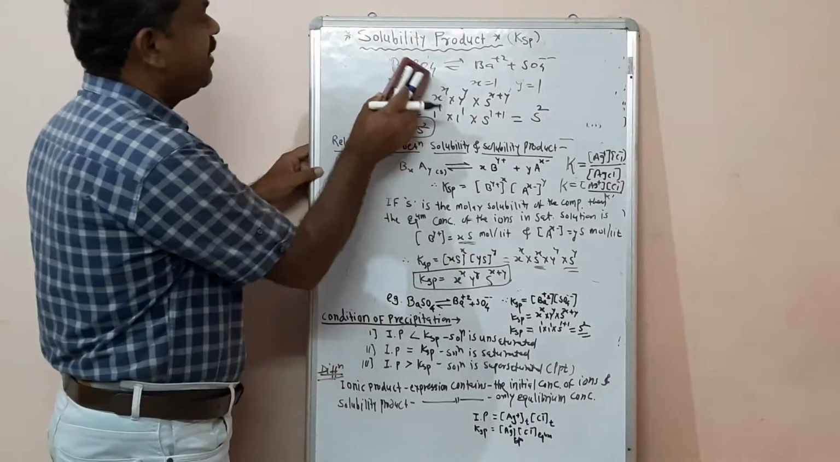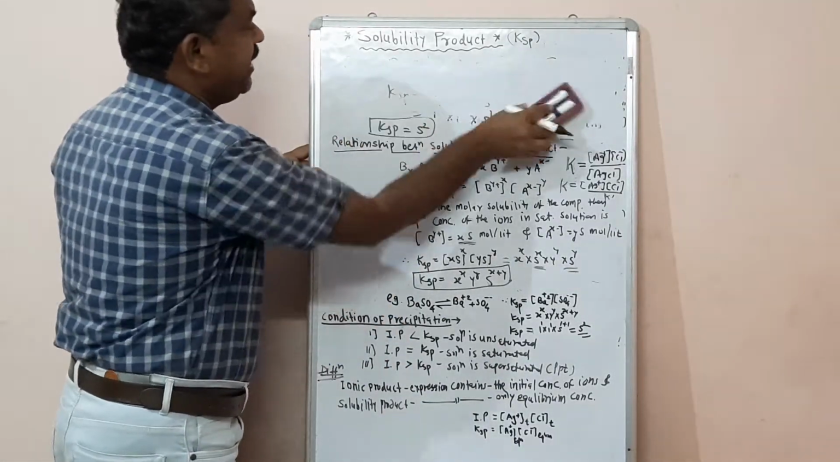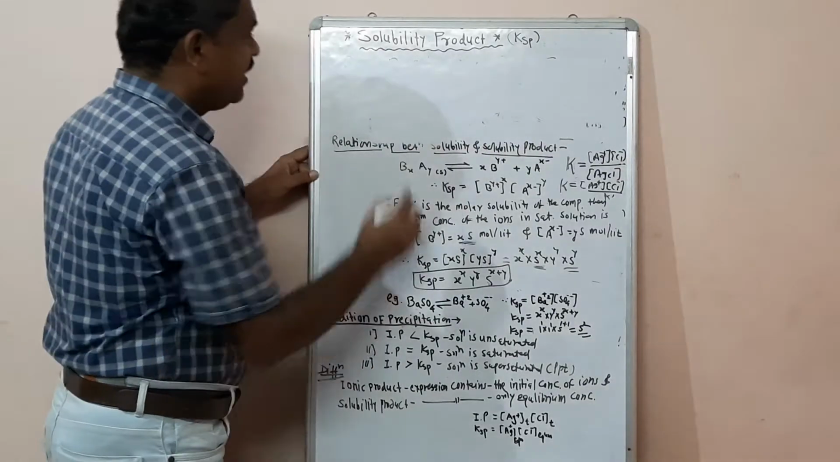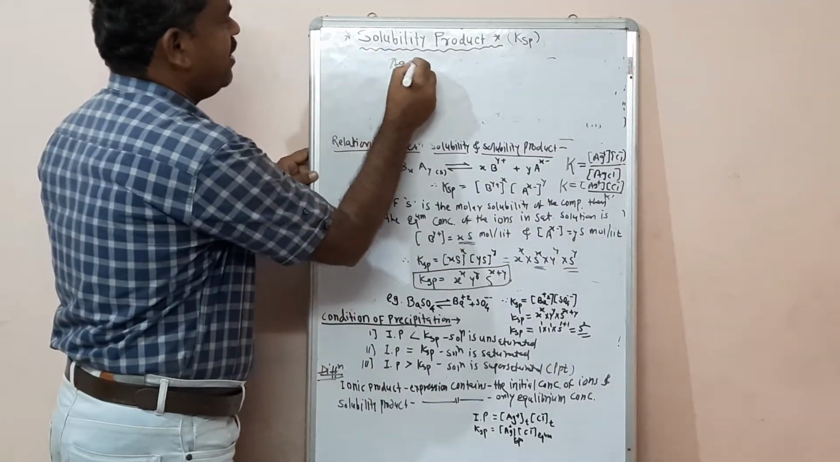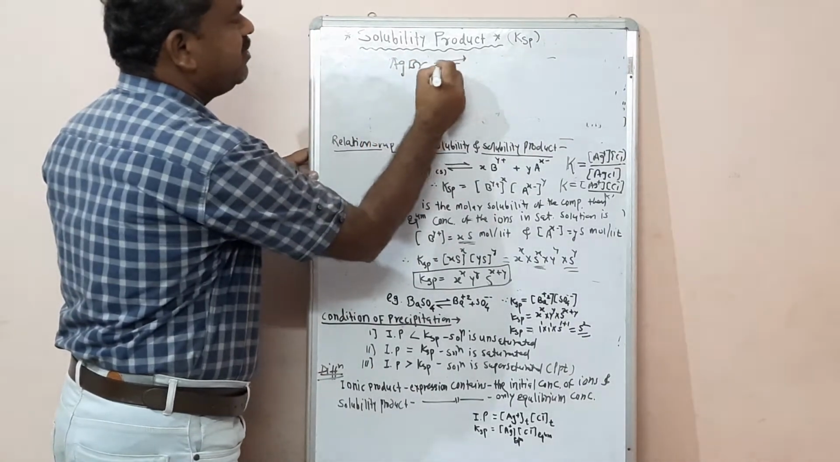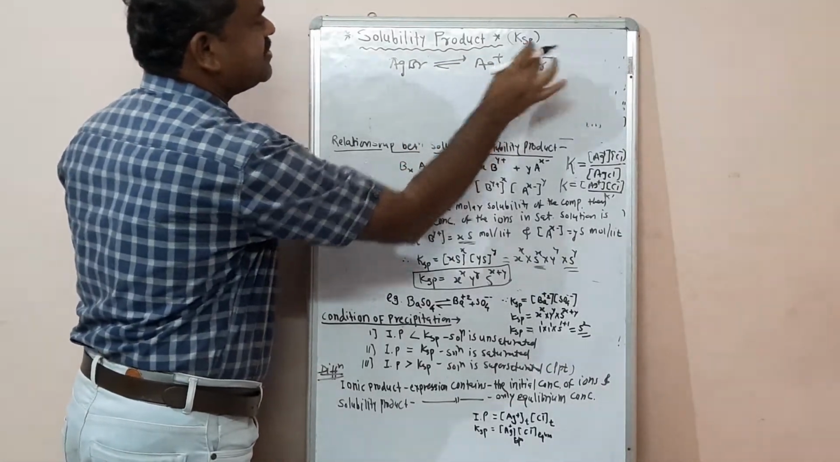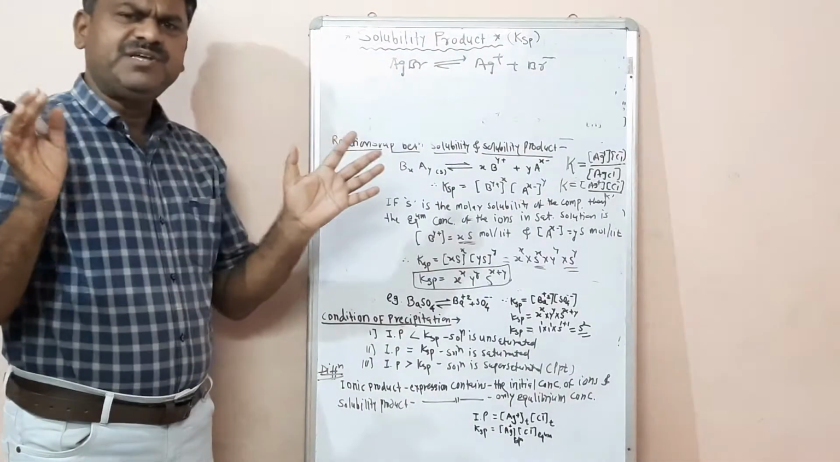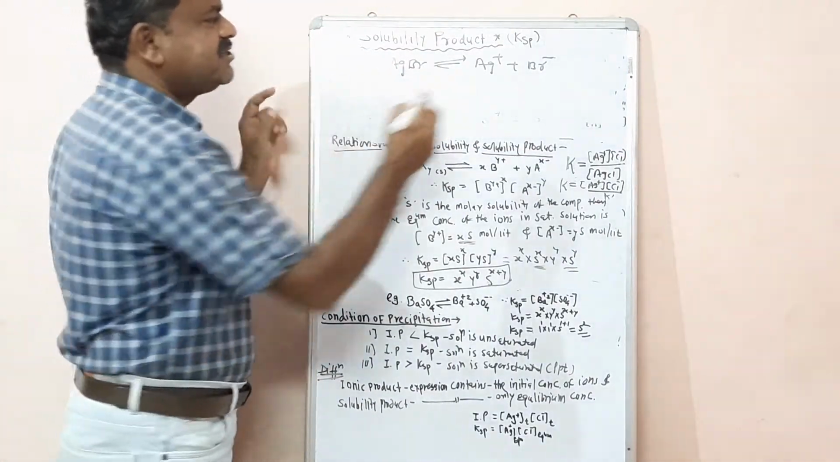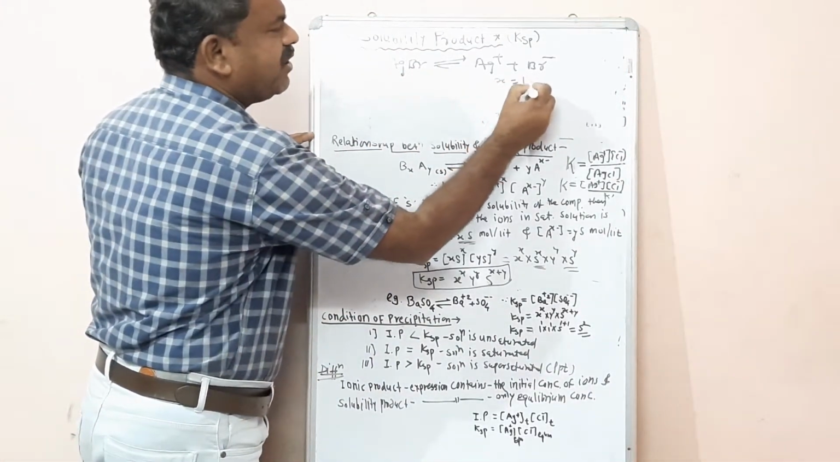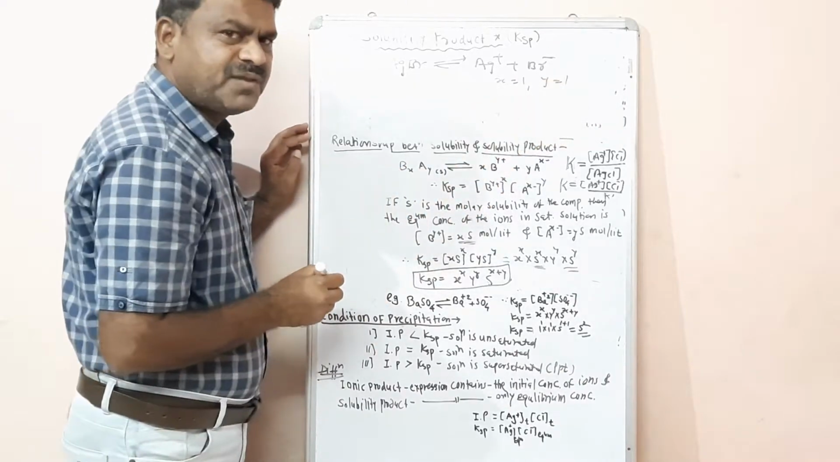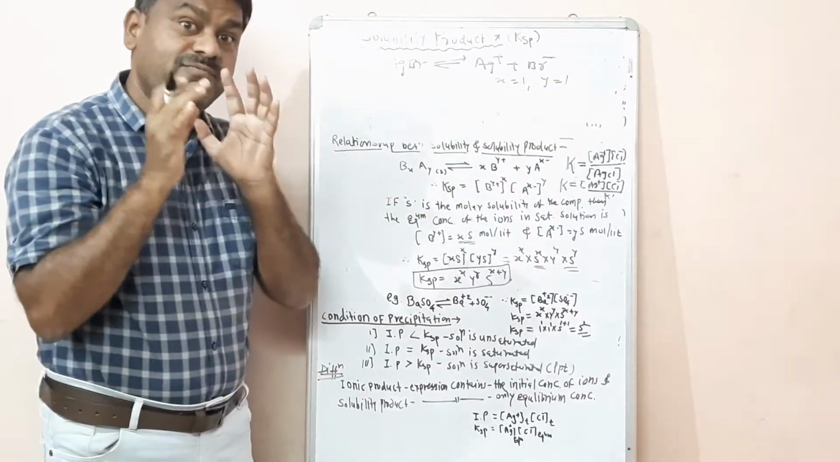Or another example, now let us see AgBr, silver bromide, that gives Ag+ and Br−. Same thing here. The value of x is equal to 1, y is equal to 1. First calculate the formula.